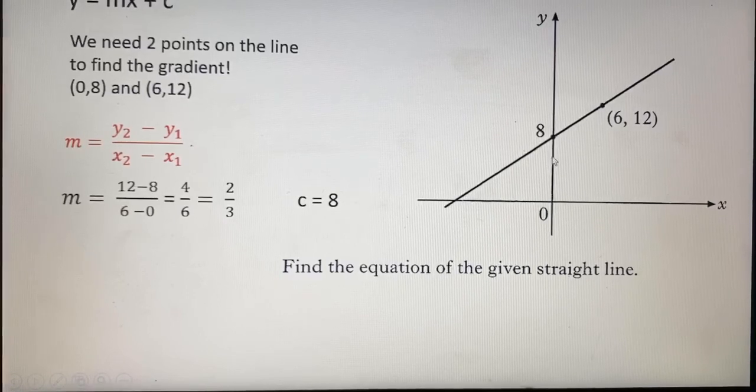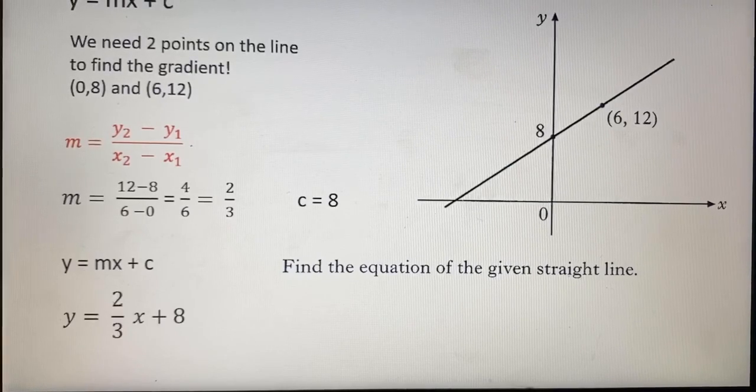And our y-intercept, as we said, is 8. It's given here as being 8. So we can just put them straight into our formula. y equals mx plus c. So that's y equals 2/3 x plus 8.